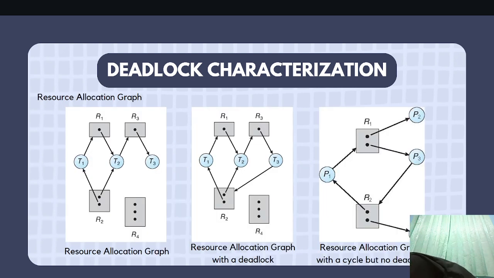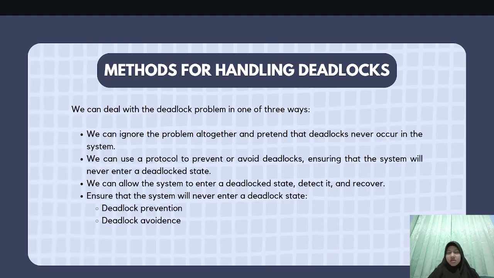Here are the examples for resource allocation graph. Like you can see in the picture below, the first one is the resource allocation graph, the second one, in the middle, is a resource allocation graph with a deadlock, and the third one is a resource allocation graph with a cycle but no deadlock. There are several differences in the pictures, and you can see what kind of differences and where each line lines up. Next one is methods for handling deadlocks.